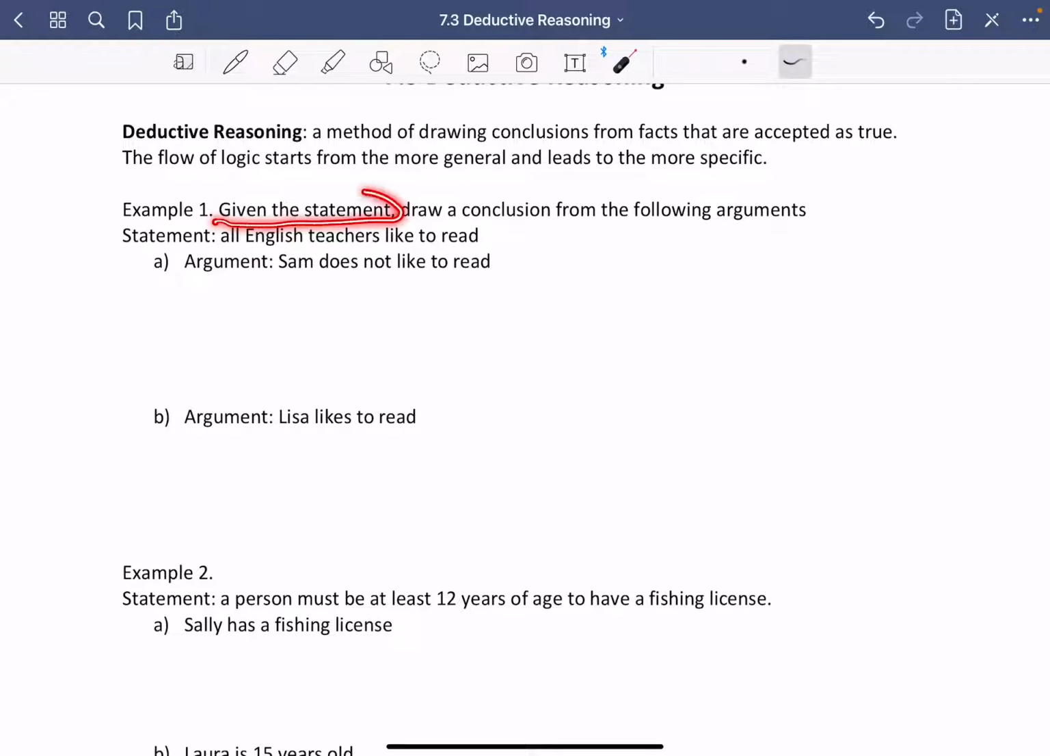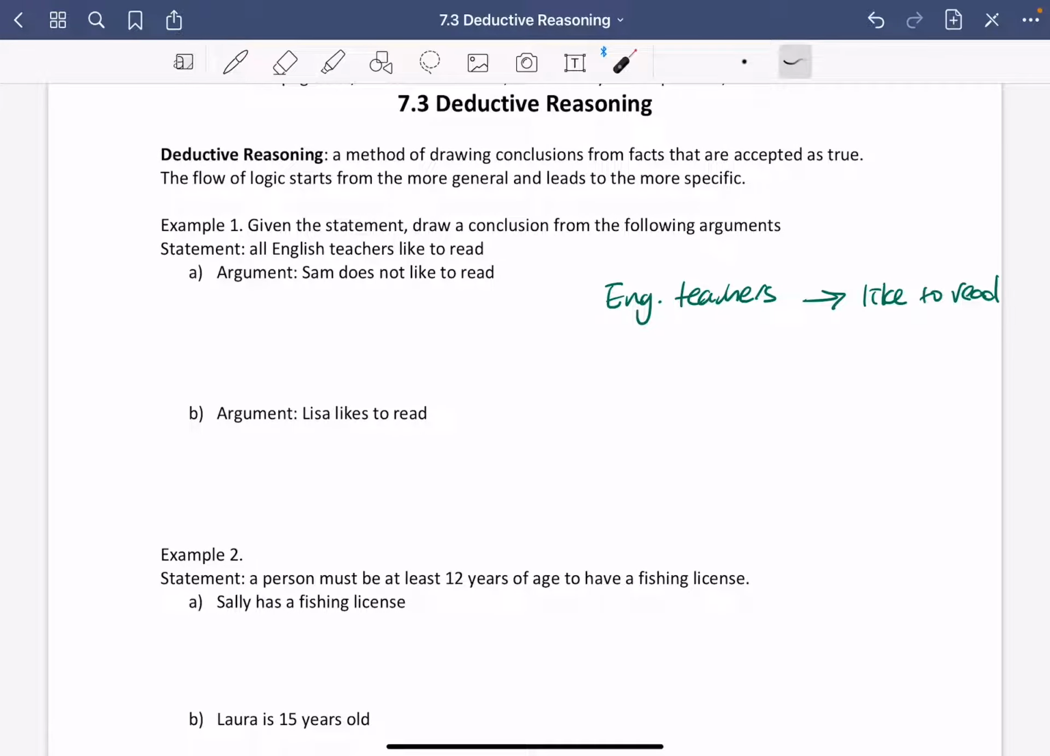So first example, given the statement, draw a conclusion from the following arguments. Okay, so let's take a look at our statement here. The statement is a fact. This fact says all English teachers like to read. So let me draw a logic flow. If someone is an English teacher, then they like to read.